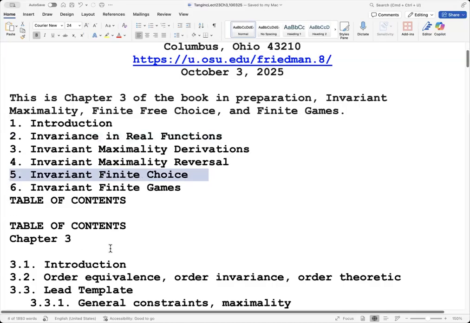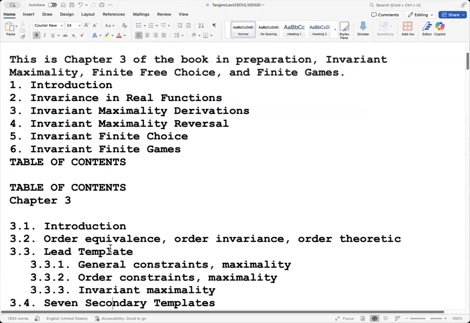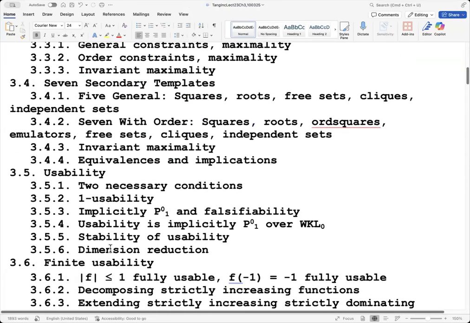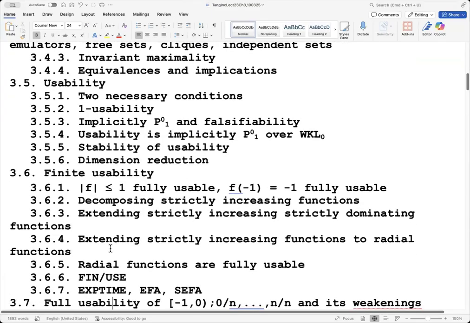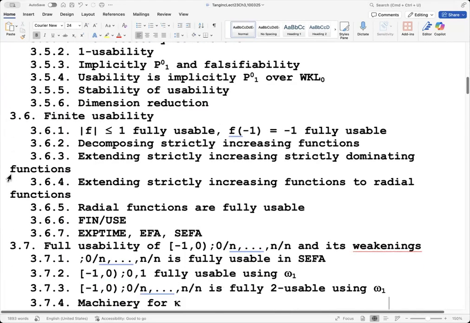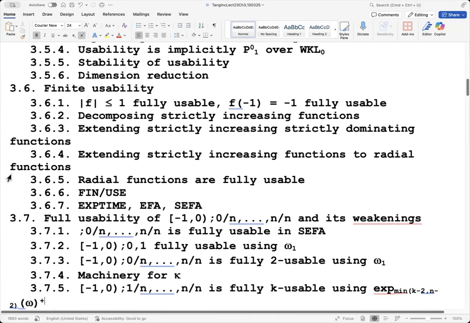The table of contents hasn't changed until we get to the very end. This is finite usability, and that was completely successful. We figured out all the usabilities and gave a characterization, not very complicated, called fin use. Actually, there are two forms of fin use now, but they're closely related. And this whole thing is done in RCA naught.